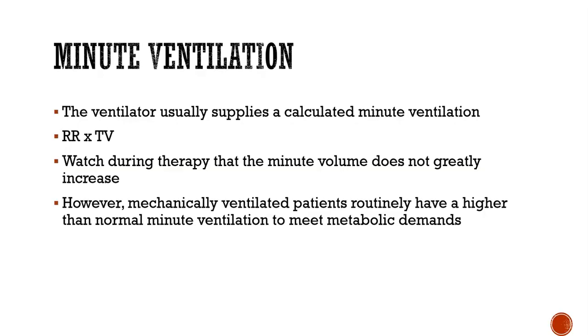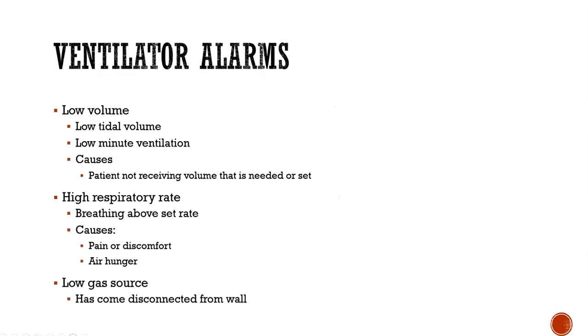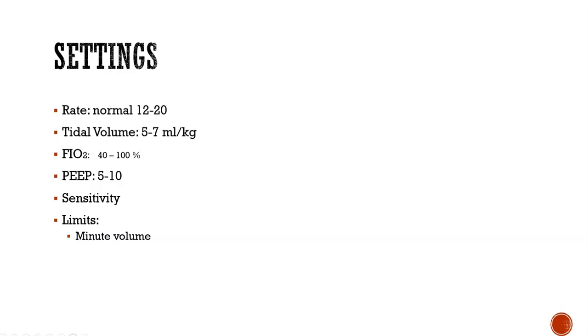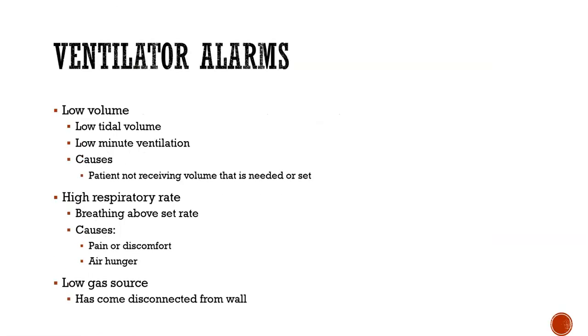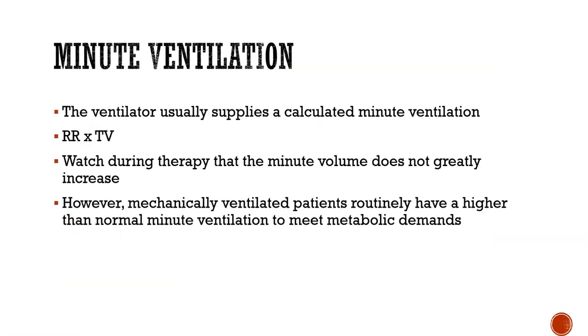Mechanically ventilated patients routinely have a higher than normal minute ventilation, and it's because we have to meet their metabolic demands. So the minute ventilation is the amount of air a person breathes in a minute. It's calculated, like I said, by that tidal volume and a respiratory rate. So normal tidal volume of a person, like I said, is that 5 to 7, I think it was on the previous slide or so, 5 to 7 mils per kg or so.